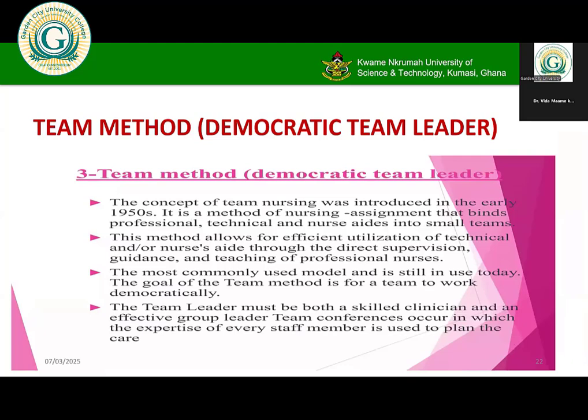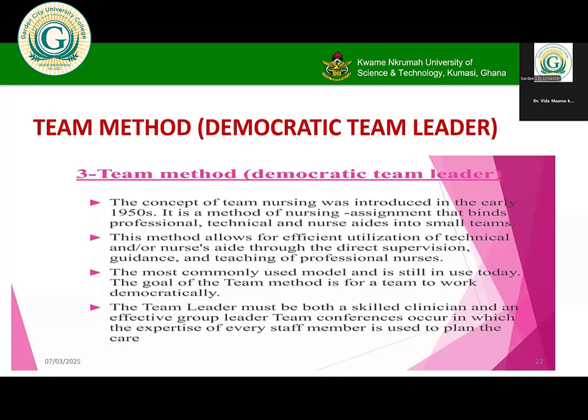And the third method is called team nursing, that is, democratic team leader. The concept of this method was introduced in the 1950s, so please note the date. It is a method of nursing assignment that binds professional, technical, and nursing aides into smaller teams. This method allows for efficient utilization of technical nurses and nurse aides through the direct supervision, guidance, and teaching of professional nurses.